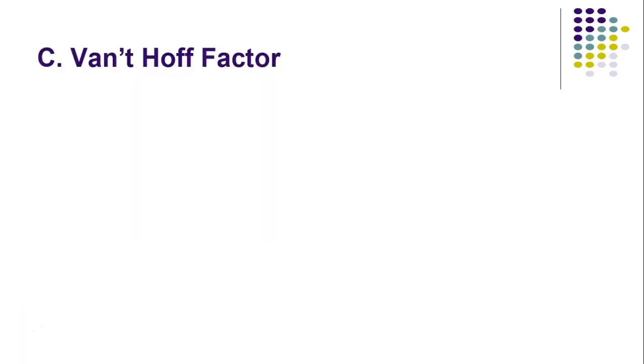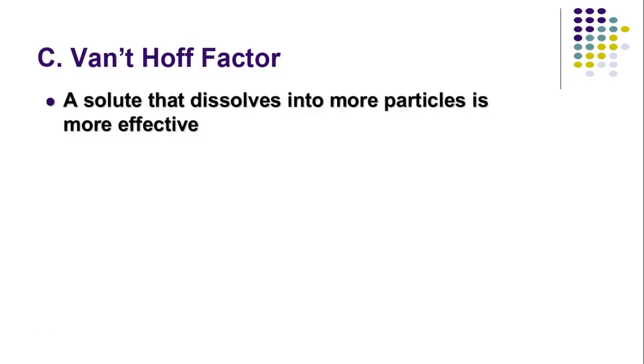Okay. This is going to play a role when we're looking at calculating the freezing point and boiling point of a solution. Now, first we'll talk about the Van 't Hoff factor. The Van 't Hoff factor is just how effective that solute particle is at lowering the freezing point or increasing the boiling point. So here I've written a solute that dissolves into more particles is more effective. It's better at doing those things, changing the boiling point or freezing point.